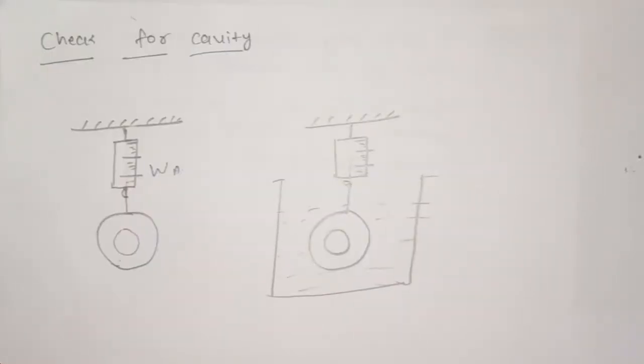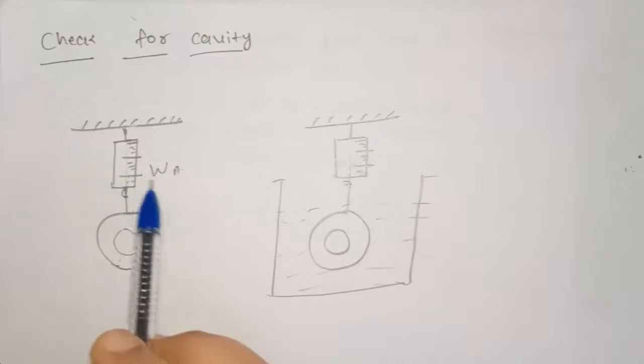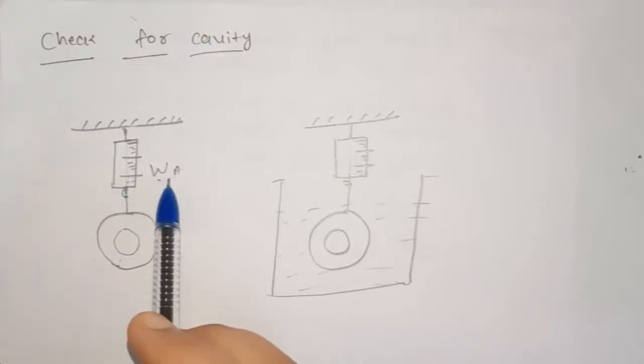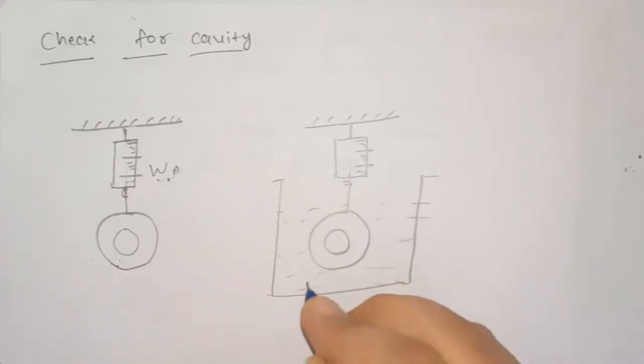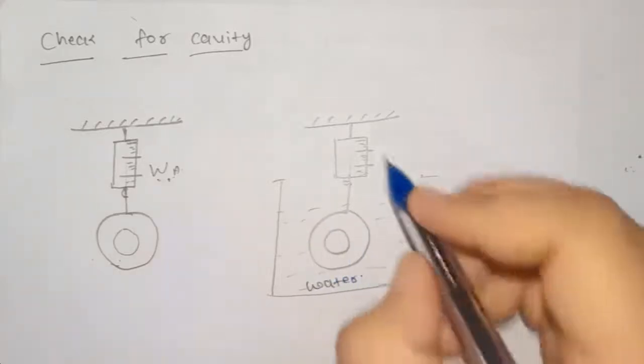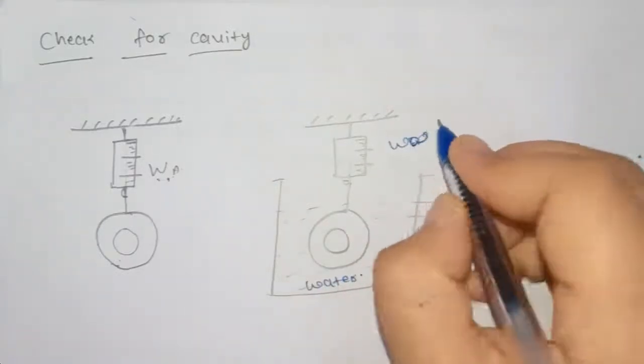Now, using the Archimedes principle, we want to check whether there is a cavity inside a solid looking body or not. For that, first we will measure the weight of the object in air using the spring balance. Let's say the weight in air is WA. Now we immerse the body completely inside water and measure the weight in water, that is WW.